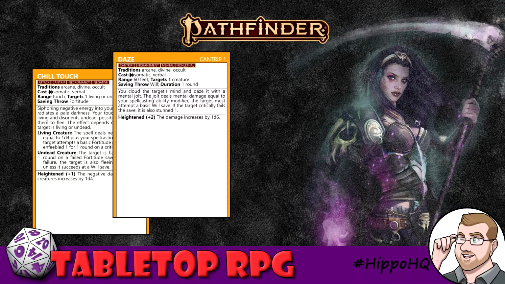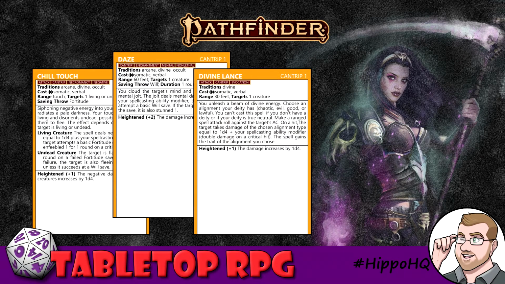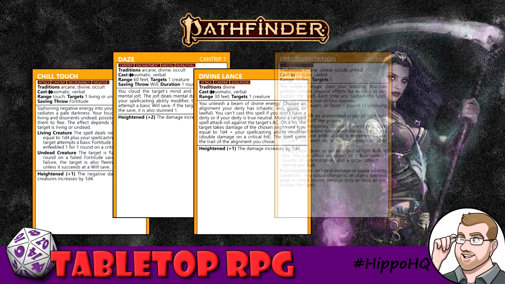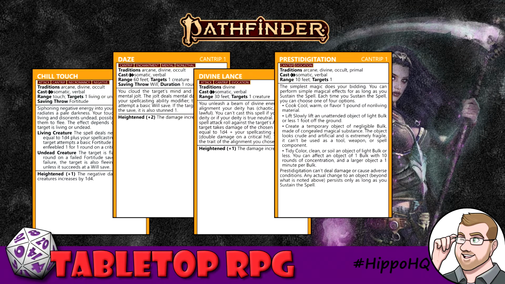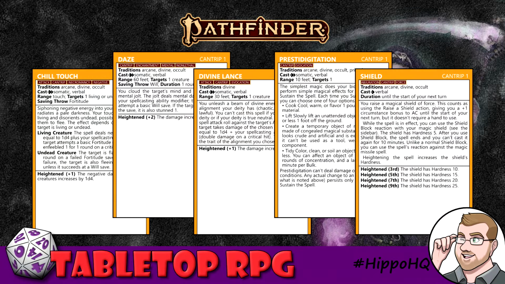Daze. Damage a creature's mind and possibly stunning it. Divine Lance. Throwing divine energy that damages based on Urgathoa's alignment, which will be evil, so she does extra damage to good aligned creatures. Prestidigitation. Performing minor magical tricks. And Shield. A shield of magical force that blocks attacks and magic missiles.